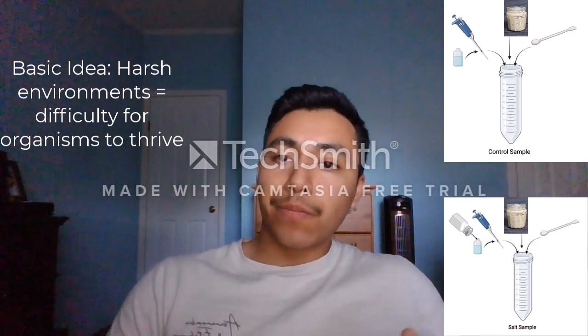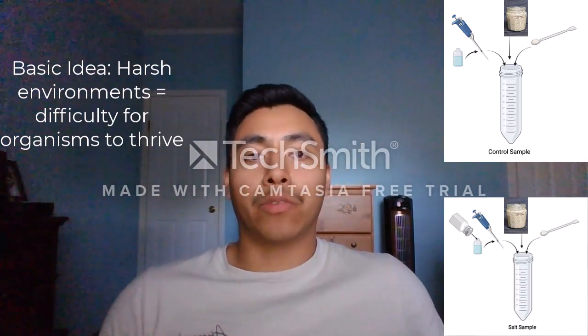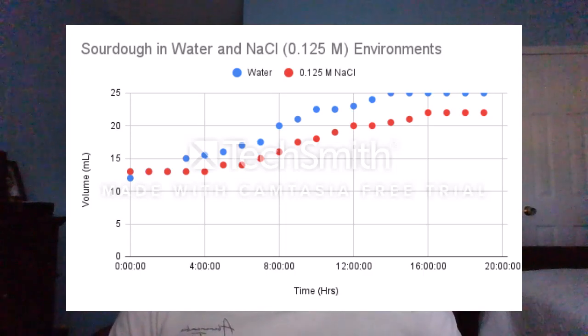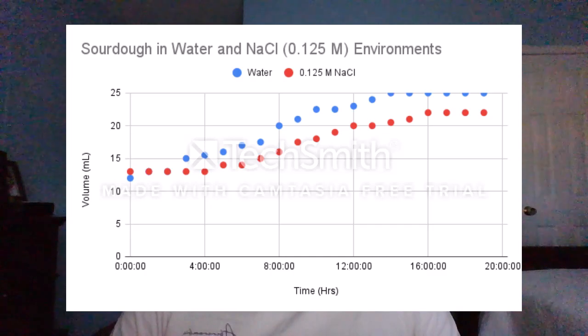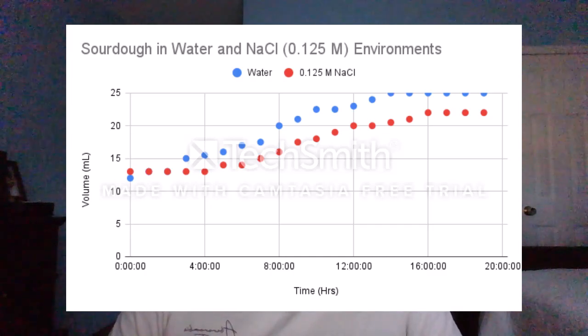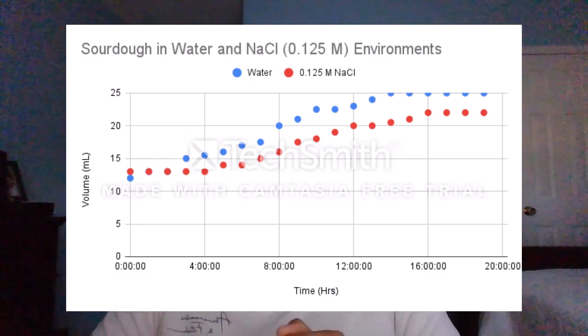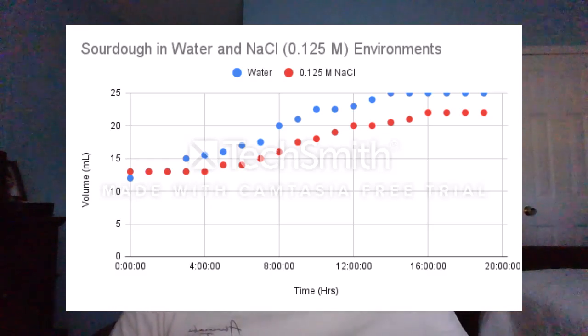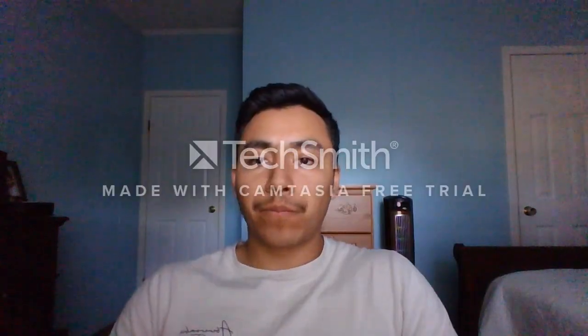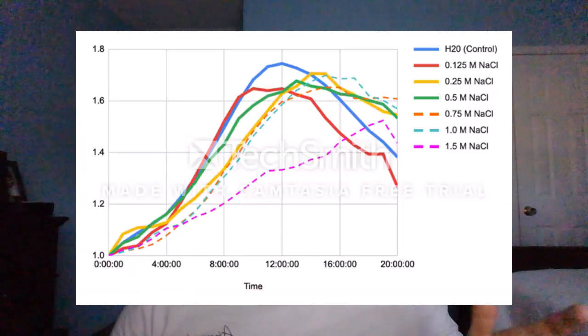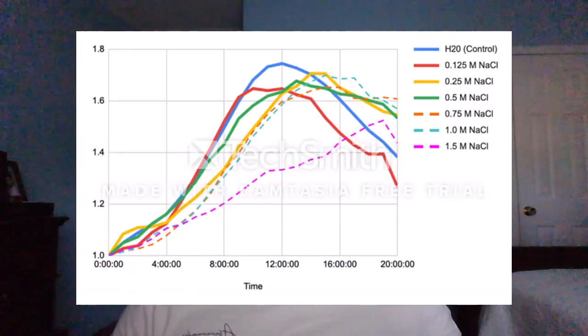The basic idea is harsh environments ultimately make it difficult for the organism to live. As expected, the sodium chloride concentrated environment slightly hindered the growth of the sourdough. As shown in the graph, the salt sample did not grow at all during the first 4 hours. It was after that when it suddenly started growing parallel to the control sample. It can be concluded that the microbes had trouble adapting to the environment and creating their initial colony until it surpassed 4 hours.